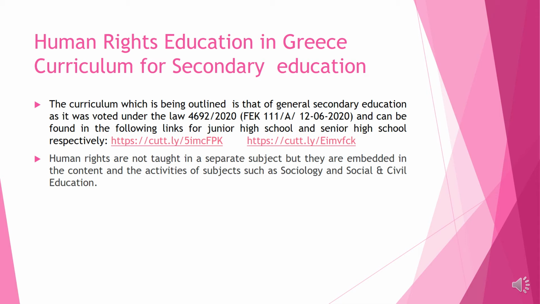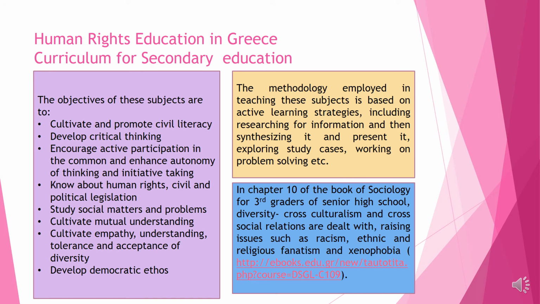Human rights as a subject, let's say, is not taught separately, but it is embedded in the content, in the activities of subjects such as sociology and social and civil education. The objectives of these subjects are to cultivate and promote civil literacy, to develop critical thinking, to encourage active participation, to know about human rights, civil and political legislation, to study social matters and problems, to cultivate mutual understanding, empathy, tolerance, and acceptance of diversity, and of course, develop what is called democratic ethos.